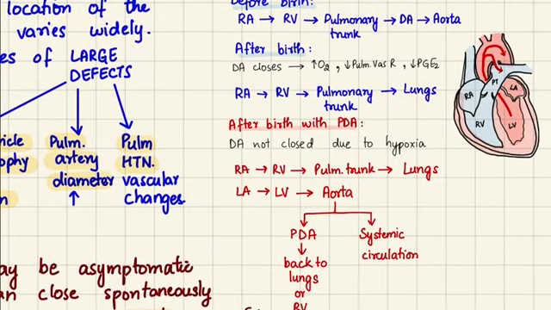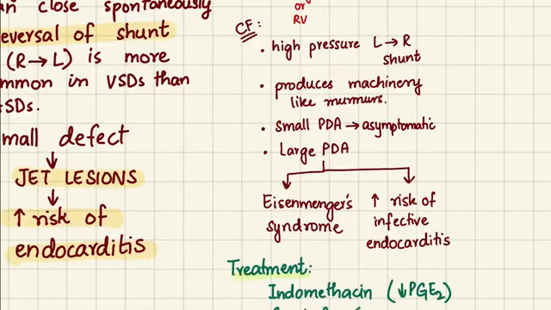That is, the right atrium will pump blood into the right ventricle, into the pulmonary trunk, and since the aorta has higher pressures, this will shunt blood from the aorta into the pulmonary trunk, and thus into the pulmonary arteries and into the lungs. So this is also a left to right shunt. Okay, this is actually a high pressure left to right shunt. It is going to produce machinery-like murmurs.